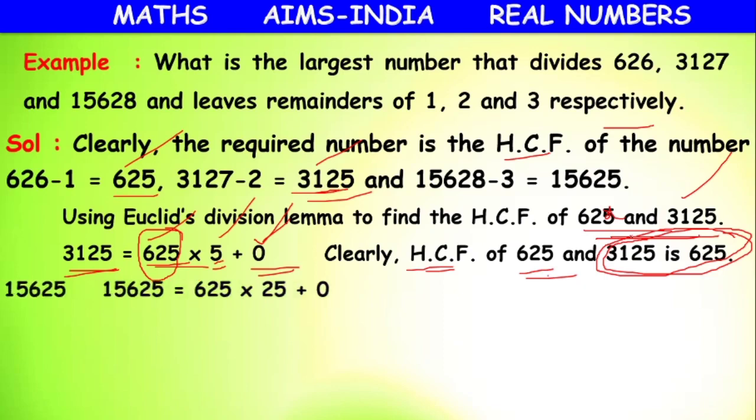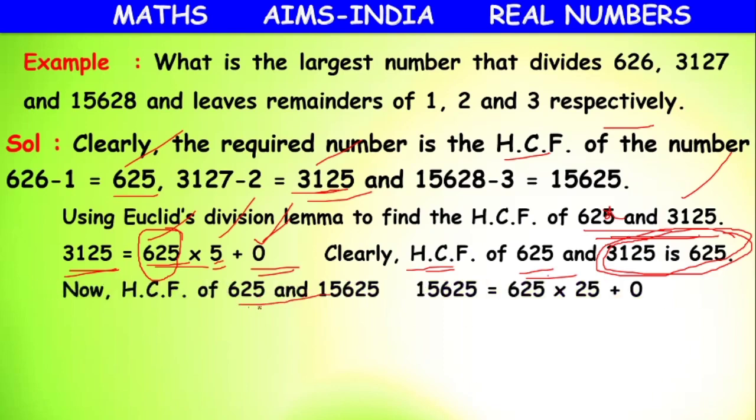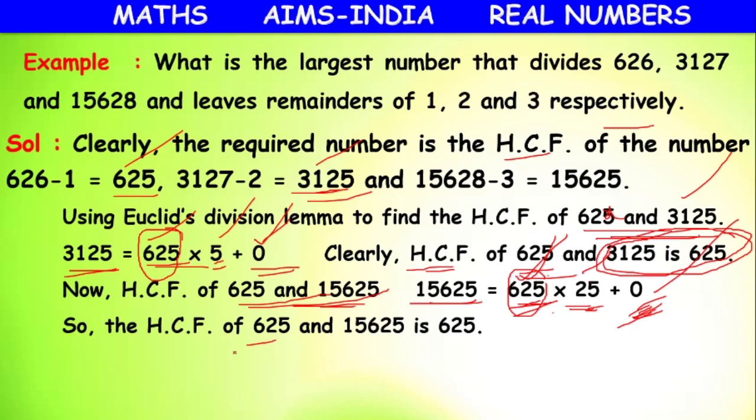In the same way, let's take the next two bigger numbers: 625 and 15625. Here the bigger number will become the dividend and the smaller number will become the divisor. 625 divides exactly 25 times, so the remainder will be 0. It means when we are dividing with 625, the remainder is coming 0. So for these two numbers also, the HCF is 625.